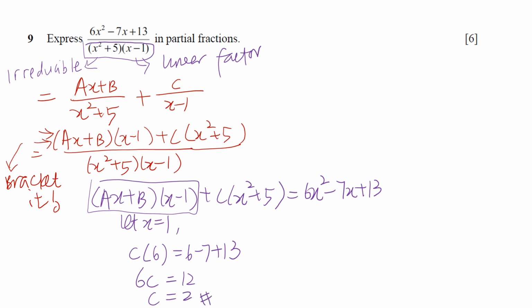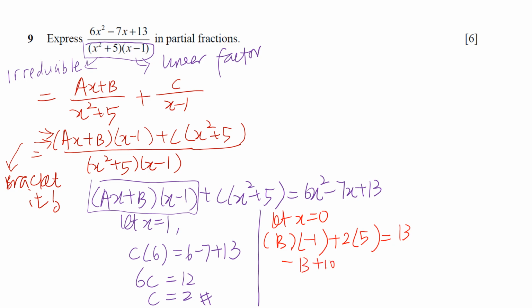Then I'm going to use a different color, make life more fun. Let x equal 0. The reason is I want to eliminate a, so I'm only left with b. 0 minus 1 is negative 1. Already found c, put it in. X is 0, so 5. The rest is 0 plus 13, 13. So negative b plus 10 gives you 13. Negative b equals 3. B equals negative 3.